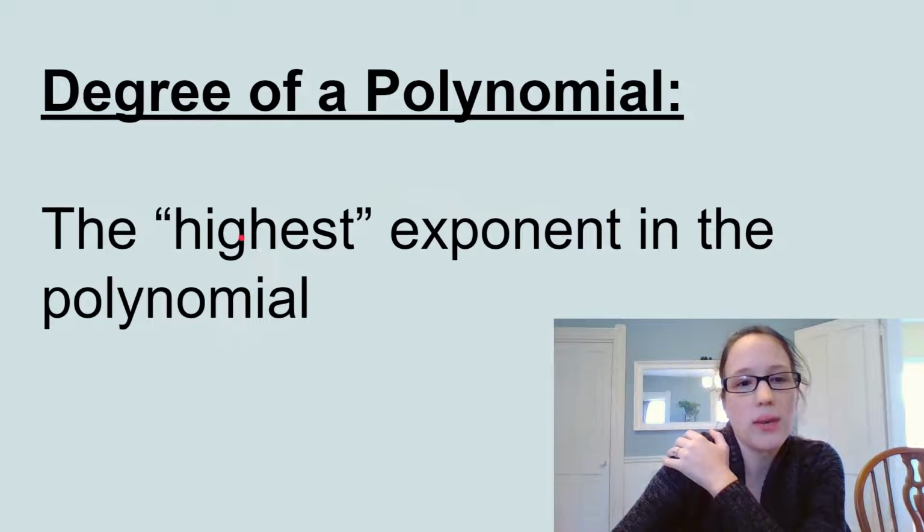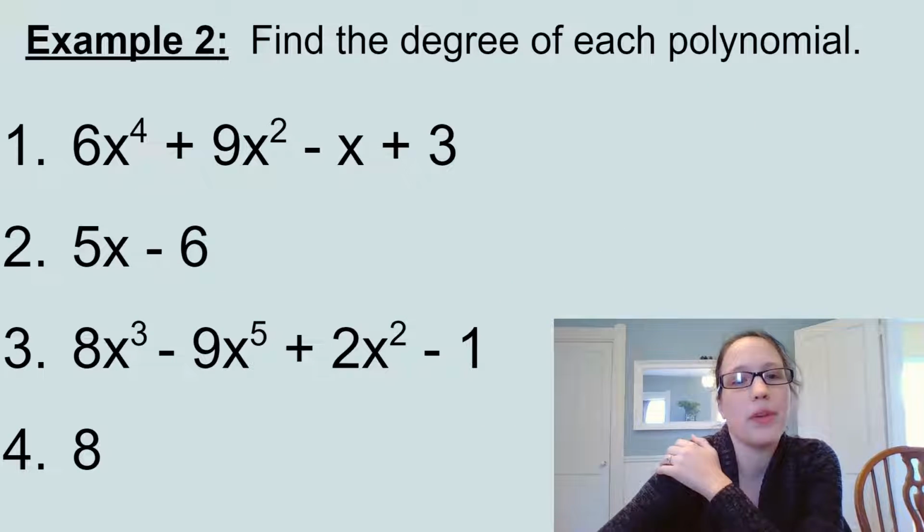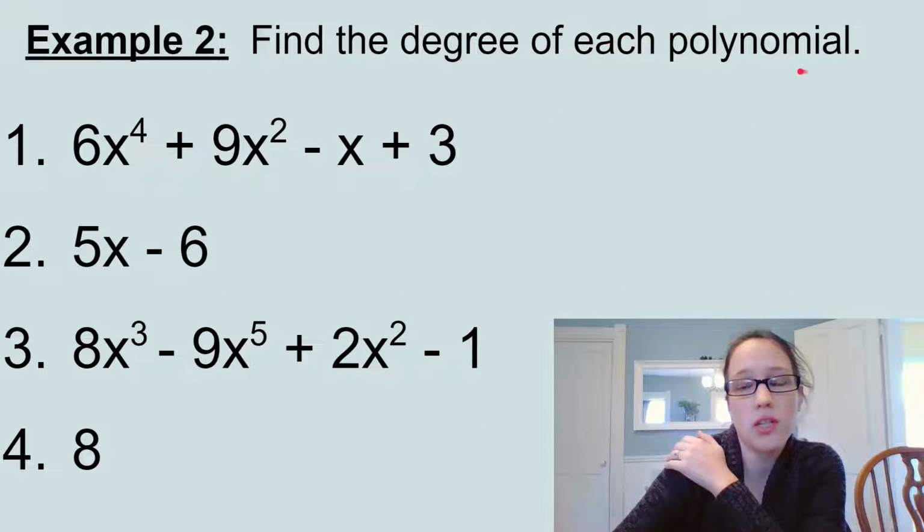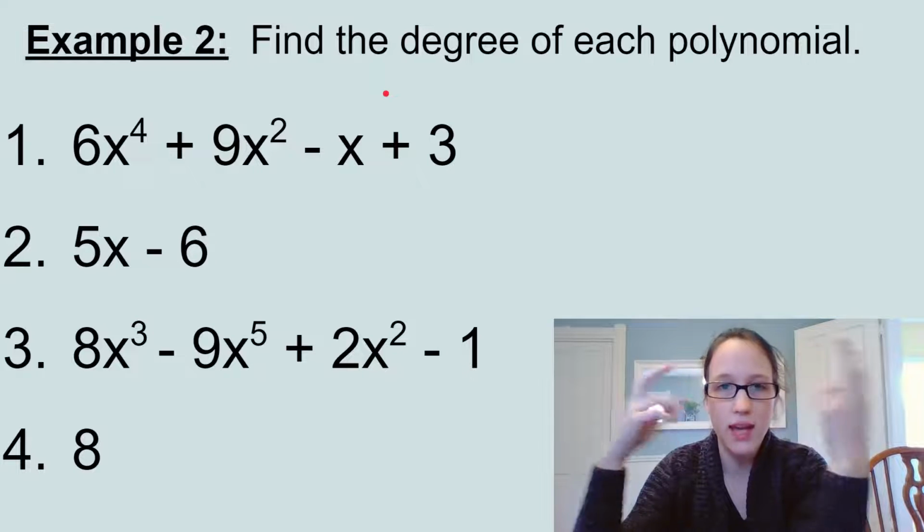So the degree is whatever the highest exponent is in your polynomial. So pause the video here, write it down, and unpause when you're done writing. All right, so let's look at this example here. So we need to find the degree of each of these polynomials. Remember, it's whatever the highest exponent is.